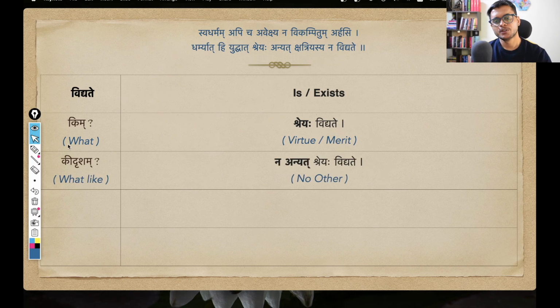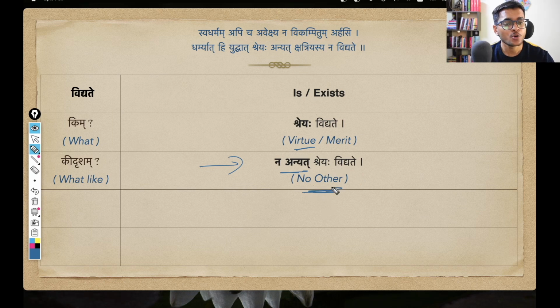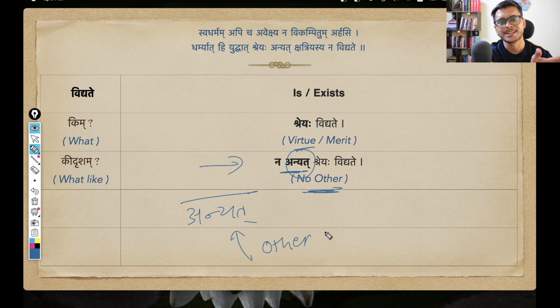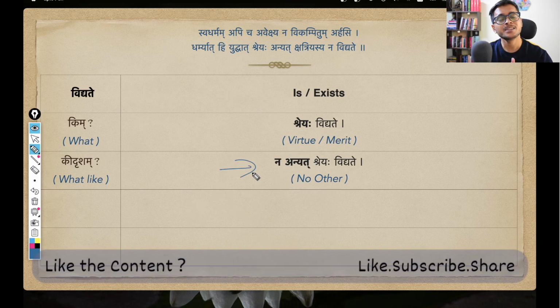Okay. But when we move forward, we can describe this shreya, this virtue. That kidrisham shreya, what kind of virtue we are talking about. So Krishna is supplementing this information with na anyat shreya vidyate, that no other virtue exists or no other merit exists. Again, the meaning will be more clear when we decode the entirety of the second line. But we have this na anyat. And you see this anyat, it is coming from the same kind of pratipadika, anyat. And this anyat is used in the sense of other or any other. And with this na, na anyat, no other. So Krishna is saying na anyat shreyah vidyate, that no other virtue, no other merit exists.